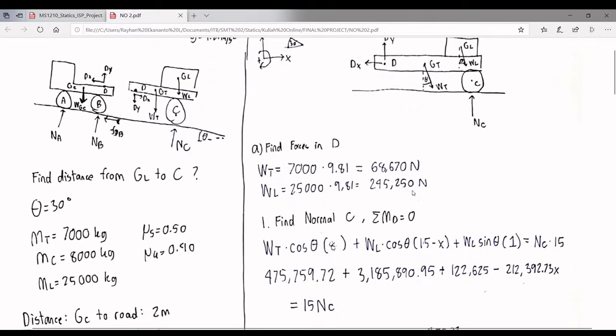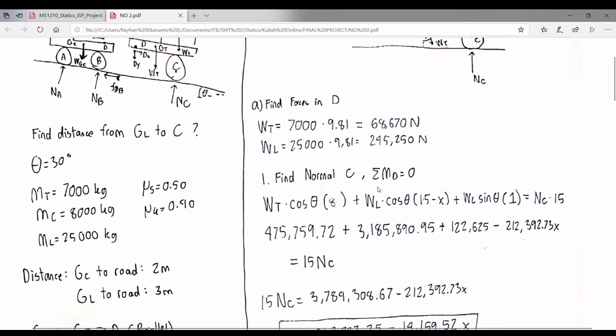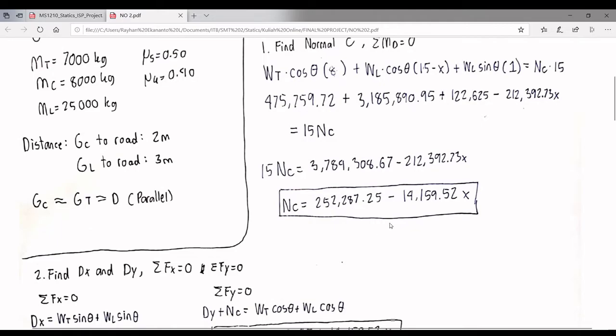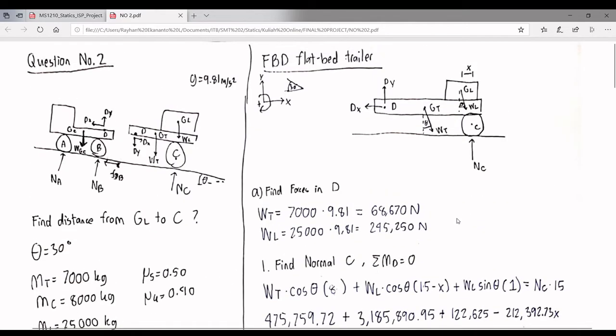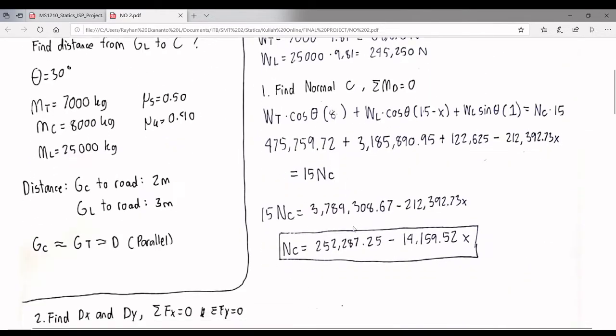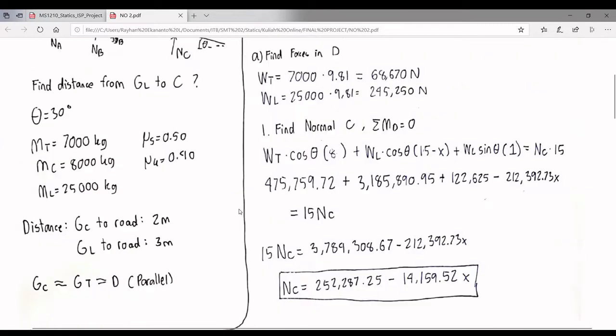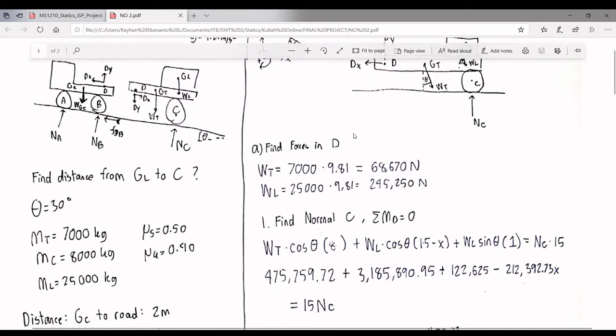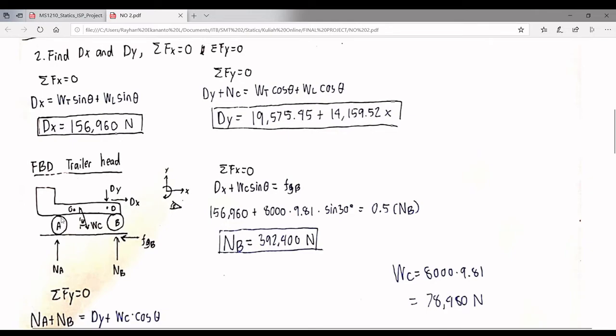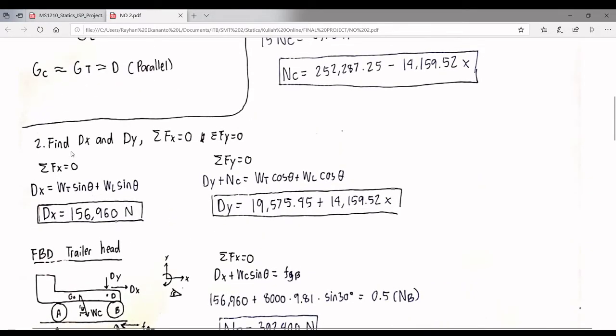First of all, we need to find normal C using sigma MD, sigma moment in D equals 0, and then this is the result with x being unknown. Next, we need to find the Dx and Dy in the pin D. Dx we can find by using sigma Fx equals 0, and this is the Dx that we've solved, and sigma Fy to find Dy.